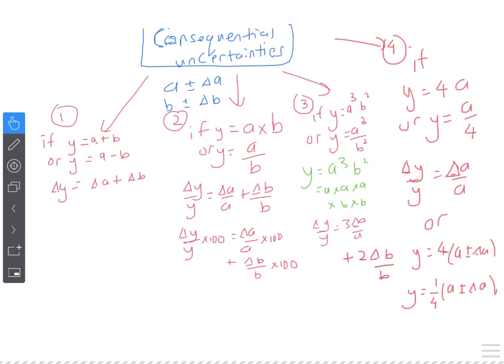So this is the slide that shows you the summary of all the consequential uncertainties. If you plus or minus, you add the uncertainties. If you times and divide, then you add the fractional uncertainties or the percentage uncertainties. If there's a power involved, then we just bring the power down. And if it is multiply or divide by a constant, you can either use the long way by using fractional uncertainty, or take out the constant and write the values outside, then you multiply inside. So these are the 4 formulas.